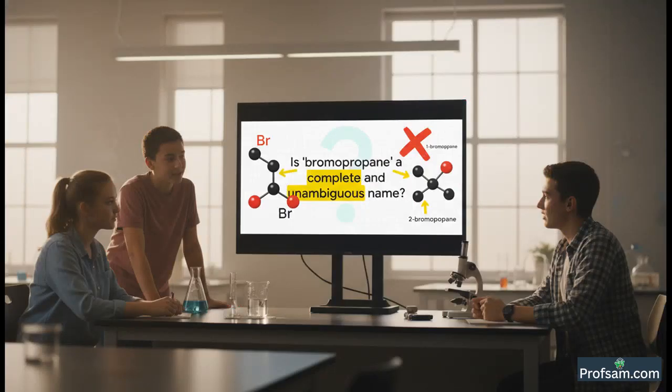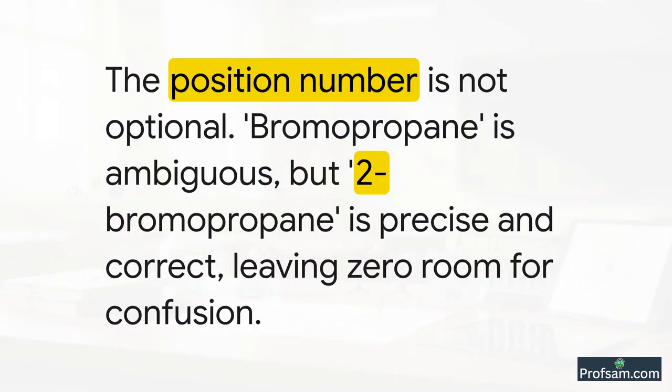All right, let's see why this clarity is so important. A very common mistake I see students make is this. They see a 3-carbon chain, a propane chain, with a bromine attached, and they just call it bromopropane. But tell me, is that name good enough? Is it 100% clear? No, right? Because where is the bromine? Is it on the first carbon? Or is it on the middle carbon? We don't know. The name is ambiguous, it's confusing, and that's why the position number is so crucial.